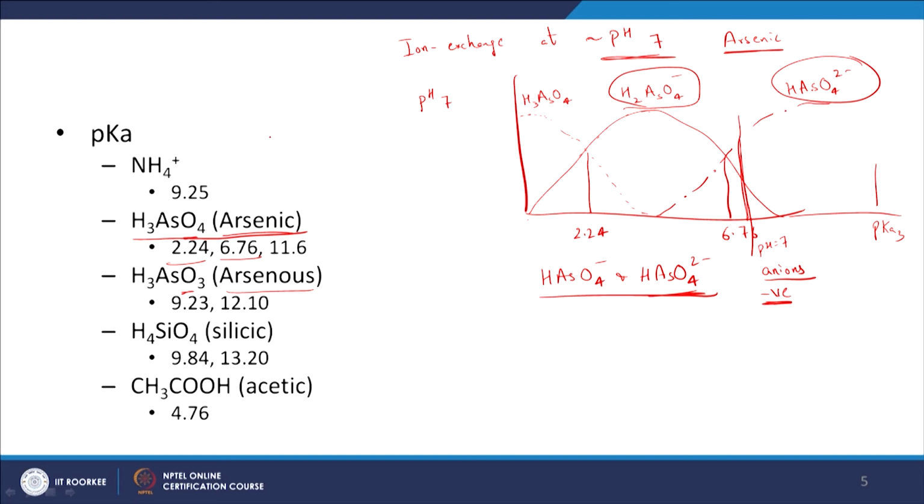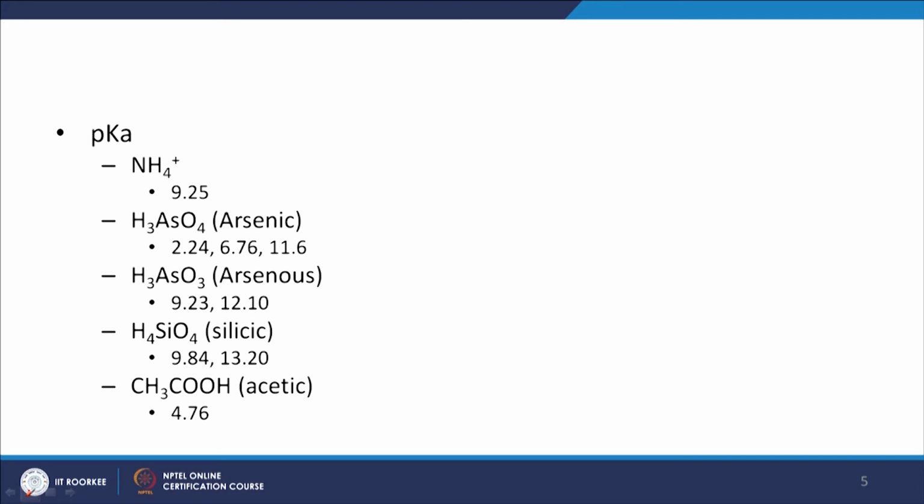So, what are the relevant equations? Obviously, H3AsO4 would go to H2AsO4 minus plus H plus. This is one reaction relevant to this particular region, and the other is the next dissociation, into HAsO4 2 minus and H plus, and this is what we see here in this particular region. Again, we will try to erase this and get back to a better format.